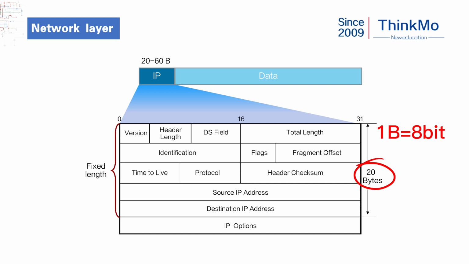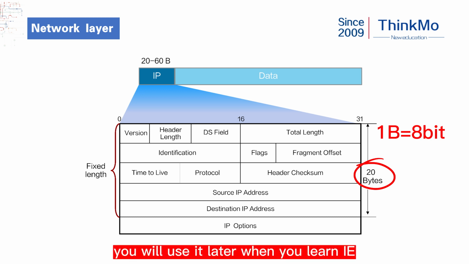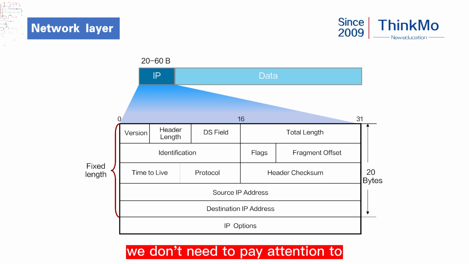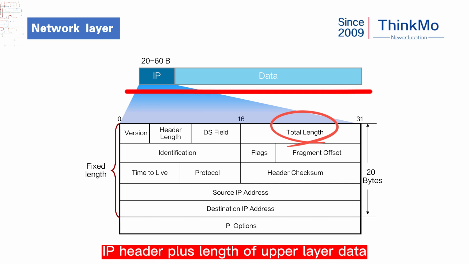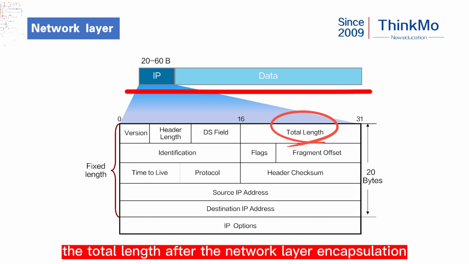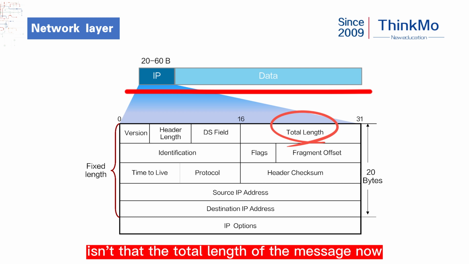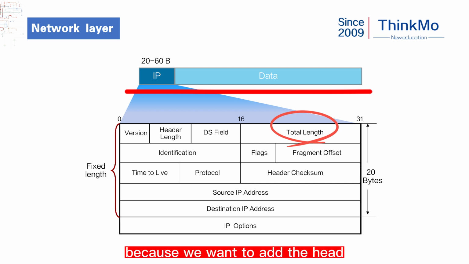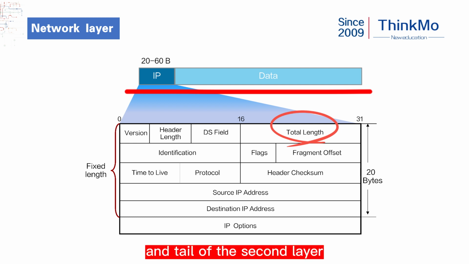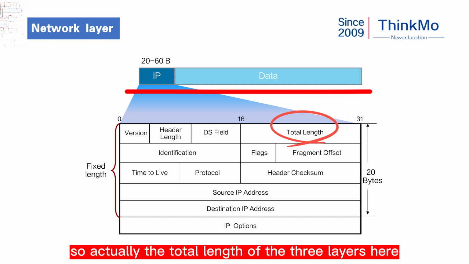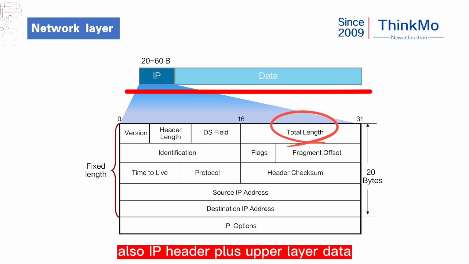Just understand this. The DS field is differentiated services, also called DSCP. You will use it later when you learn IE; we don't need to pay attention to it at all in the CCNA stage. This is the total length. The total length represents the IP header plus the length of the upper layer data, that is, the total length after network layer encapsulation. Some students will ask, isn't that the total length of the message? Not really, because we also add the header and trailer of the second layer. So the total length here means the IP header plus upper layer data.